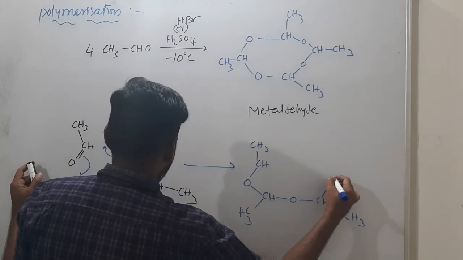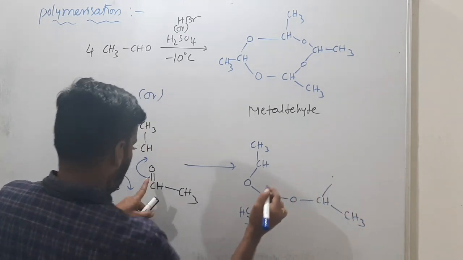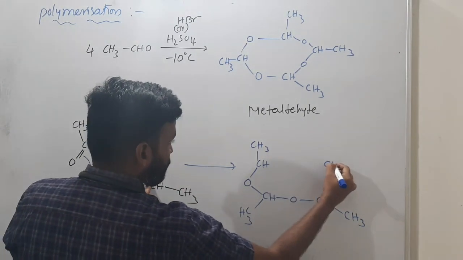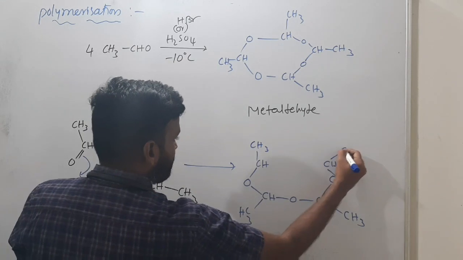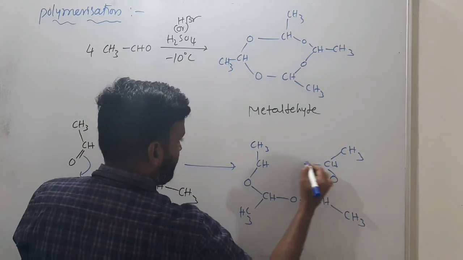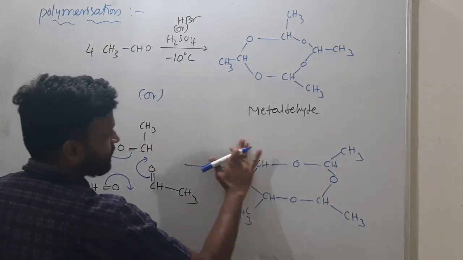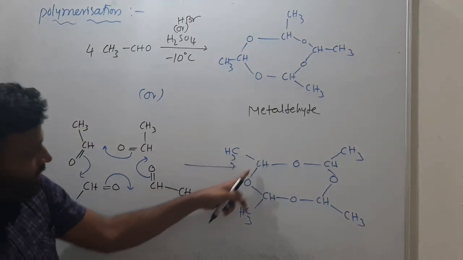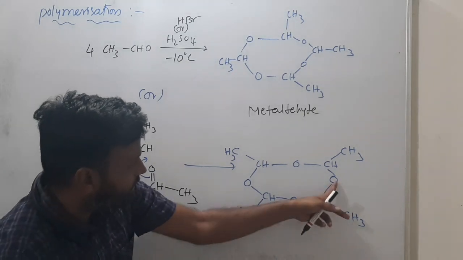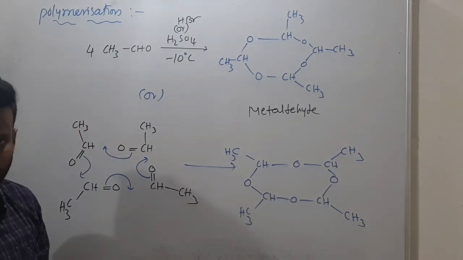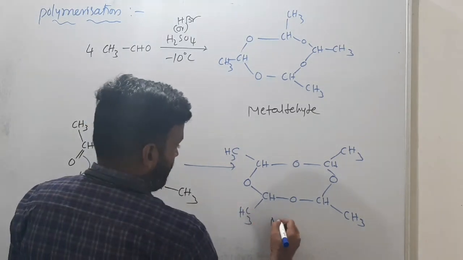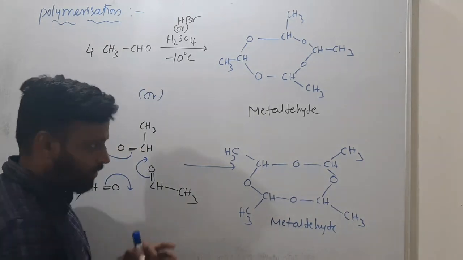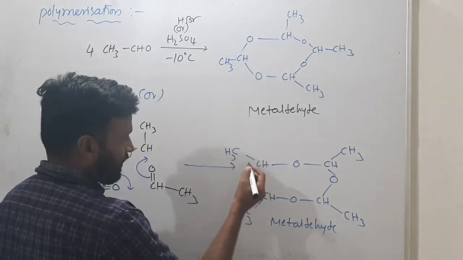And here you have what's that? Sorry, yeah, this oxygen you have now. Oxygen, and you have here CH, and here CH3, and here you have oxygen like this. So this structure is like this. So see, this is CH3CHO four times now. Got it? This is called metaldehyde.